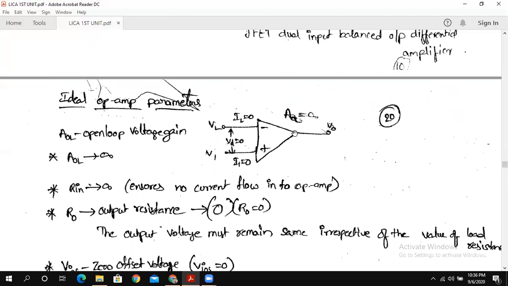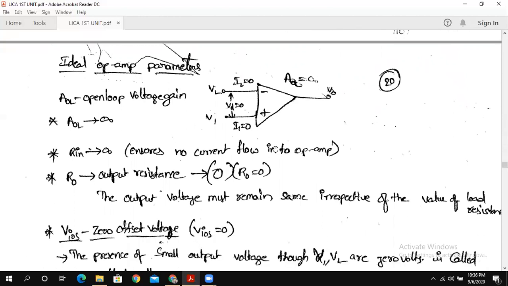Now we are going to discuss the operational amplifier parameters. What are the parameters that an operational amplifier constitutes? We are going to see how the parameters will be for an ideal op amp. Here, AOL is nothing but open loop, OL means open loop, so open loop voltage gain.